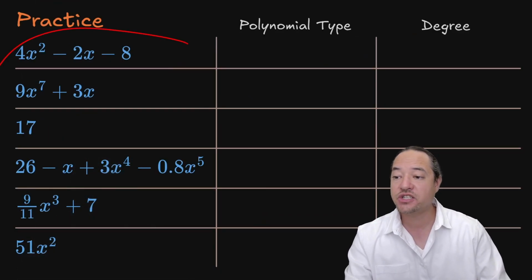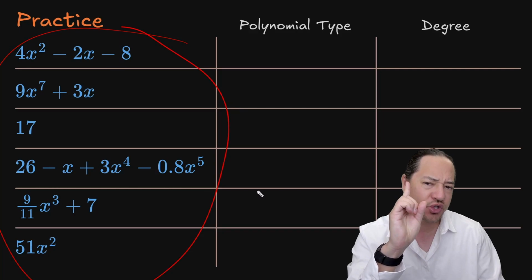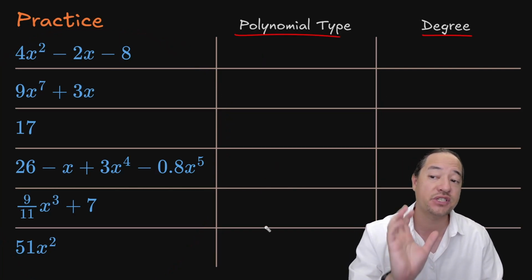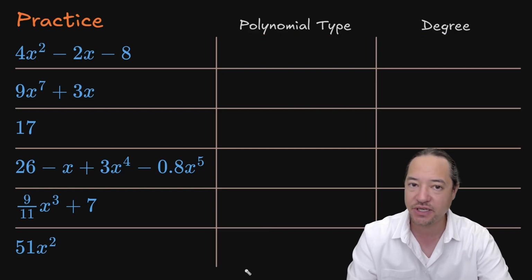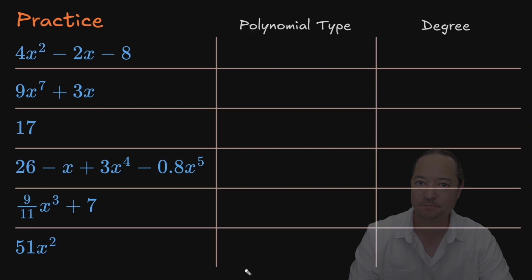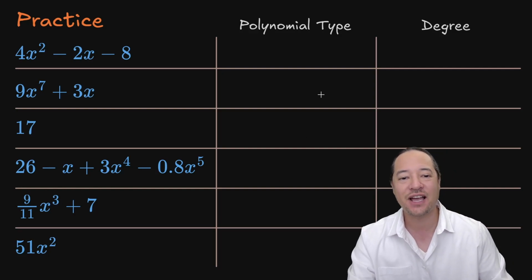So here I've got just a list of 6 different polynomials, and I want you to try and think about what are the different types and what are the different degrees for each of these polynomials. So why don't you pause the video here, give it a shot yourself, and then come back. We'll fill out this table together. All right, so let's fill this out.